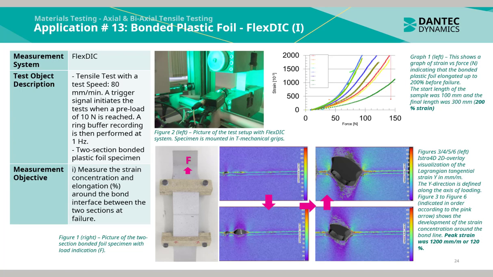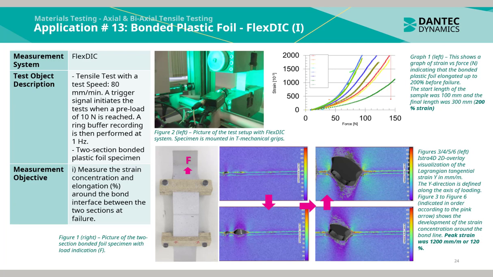Application 13 is a bonded plastic foil tension test measured using the FlexDIC system. A tensile test was completed using a test speed of 80 mm per minute. A trigger signal initiates the test when a preload of 10 newtons is reached. A ring buffer recording is then performed at 1 Hz. A two-section bonded plastic foil specimen was used for the measurement.